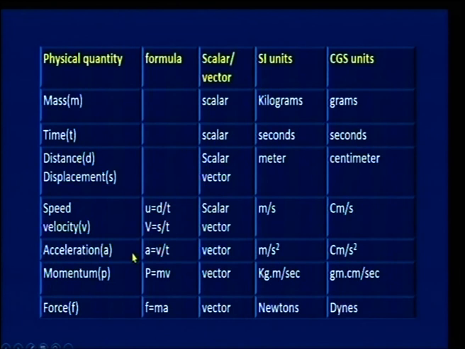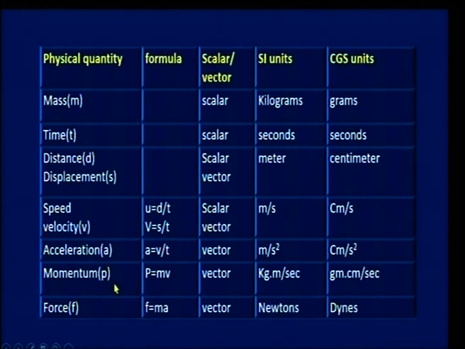The next one is acceleration, symbolized with small a. Acceleration is nothing but rate of change of velocity, that is a equal to v by t. Acceleration is a vector quantity. Units for acceleration are meter per second square in SI system, centimeter per second square in CGS system.